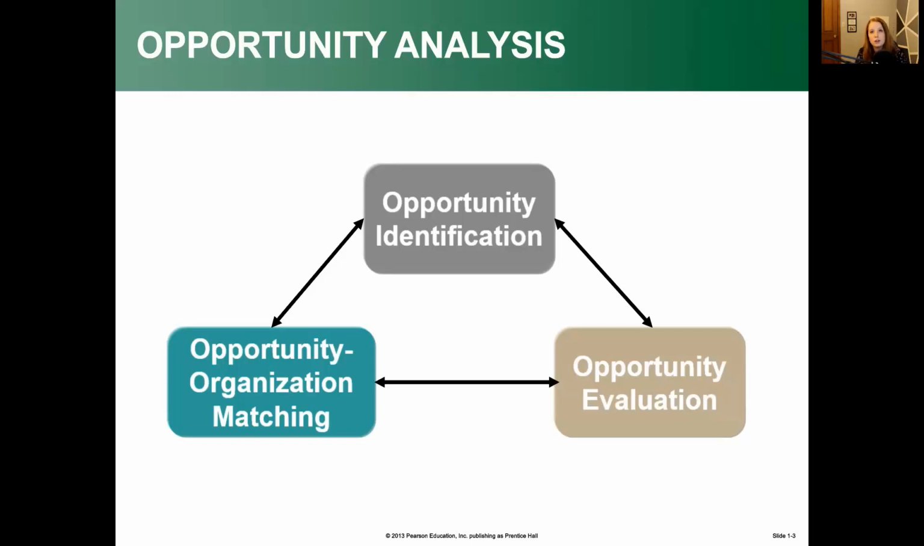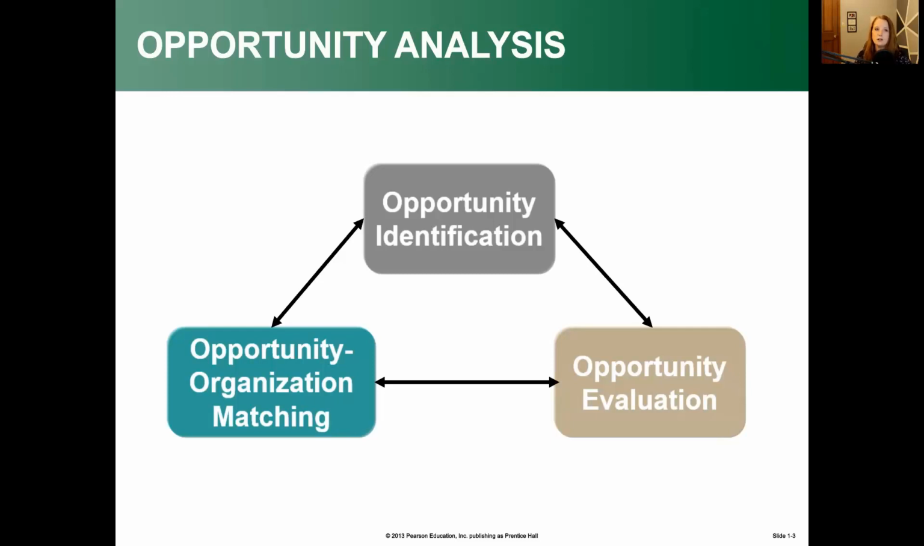But maybe we see that we don't have any strengths that match up with those threats, they match up with weaknesses, and that's an area we need to work on. Maybe there's a really cool opportunity out there, but that particular opportunity doesn't match up with any of our strengths, and so maybe it's just not a good fit for our organization. So that gets us into this section of opportunity analysis: how do we identify opportunities? Do they fit with our firm and our strengths? And then how can we evaluate that opportunity to decide if it's something that we should pursue?